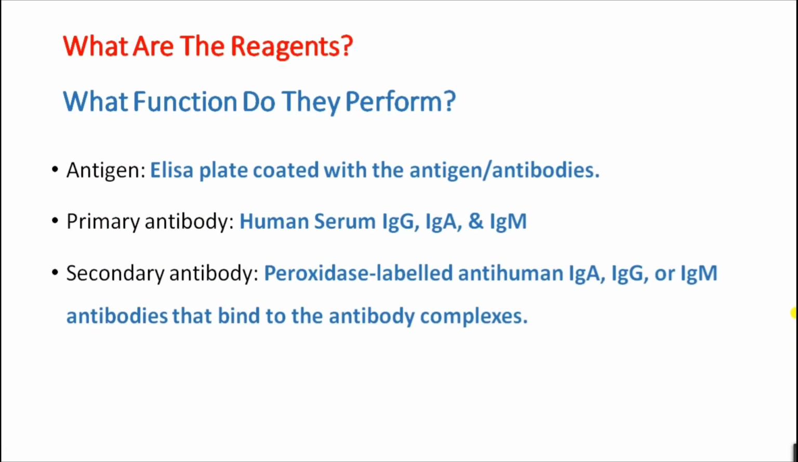What are the reagents and what function do they perform? First one is antigen. The ELISA plate will be coated with the antigen or antibodies of interest. As I have told before, if you want to detect antigen in a patient sample, your ELISA plate will be coated with antibodies and vice versa. Primary antibodies are human serum IgG, IgA or IgM. Secondary antibodies will be peroxidase labeled anti-human IgA, IgG or IgM, antibodies that bind to the antibody complexes.